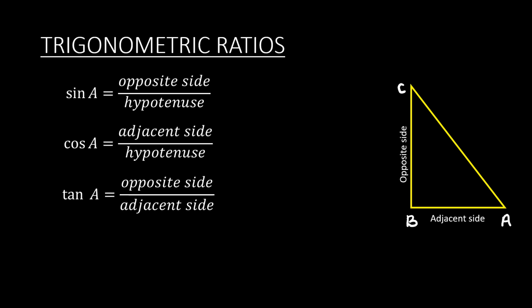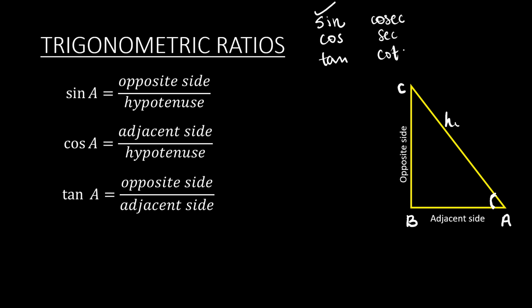Now we'll see the trigonometric ratios. So the trigonometric ratios are sine, cos, tan, cosec, sec and cot. So first we'll see sine. Sine of angle A. Let's take this angle A. Sine of angle A is opposite side by hypotenuse.